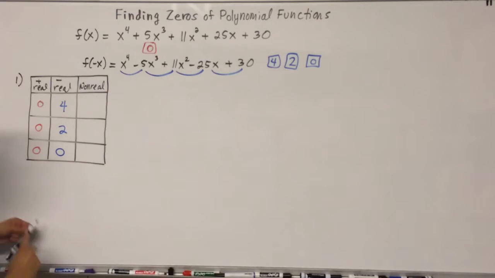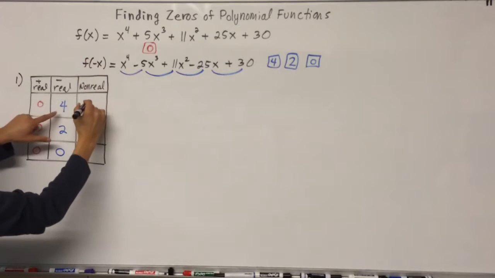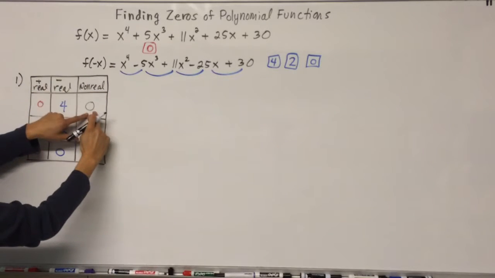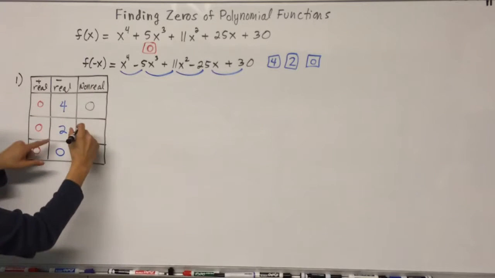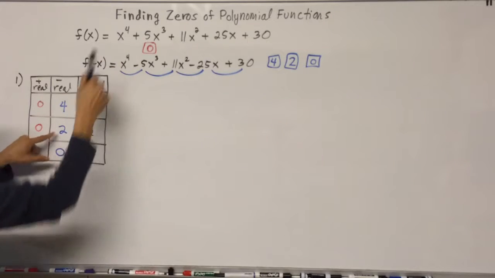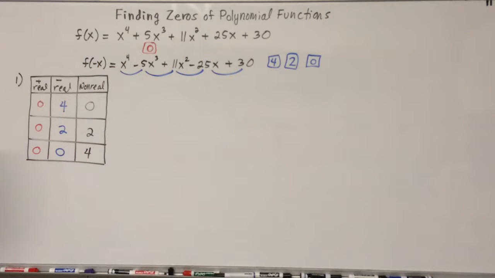Okay. Now remember that this is a fourth degree polynomial, so each row has to add up to 4. So if you have 0 positives and 0 negatives, you're going to have 0 non-real. Okay. In this case, you've got to account for 2 more zeros. Remember, each row has to add up to 4, and then 4 for the last.